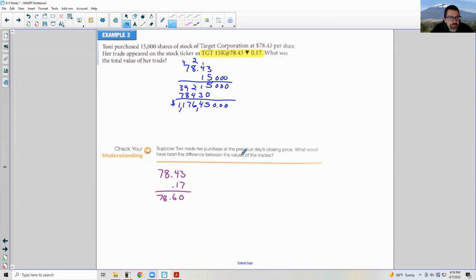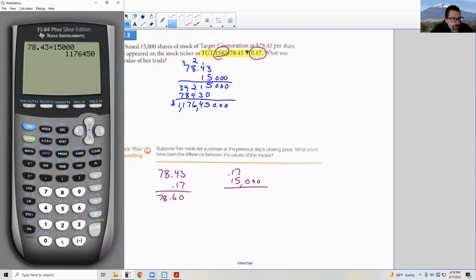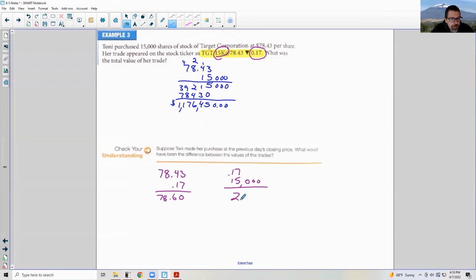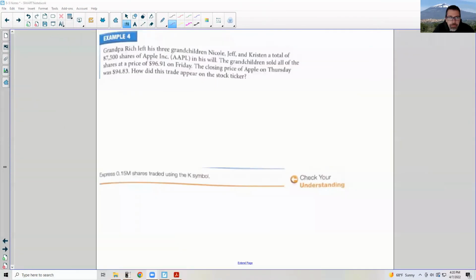All right, so one way of doing this, what's the question asking? What would have been the difference between the values of the trade? Well, all you really need to do is multiply that 17 cents times 15,000. So let's just do that. Let me write that. 17 times 15,000. Okay, and I'll just use a calculator. 0.17 times 15,000. Enter, and that is a $2,550 difference.